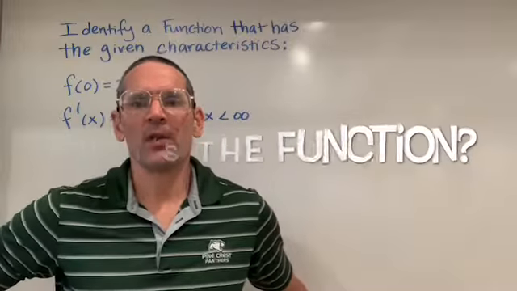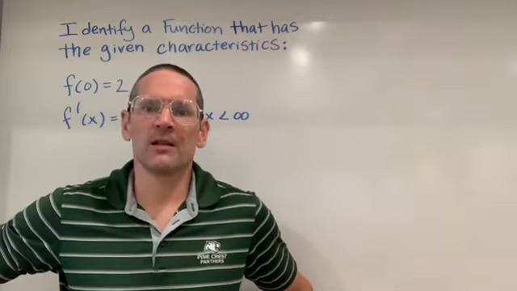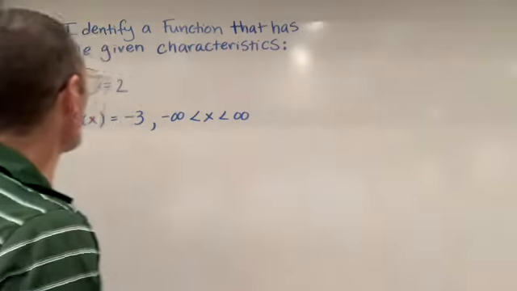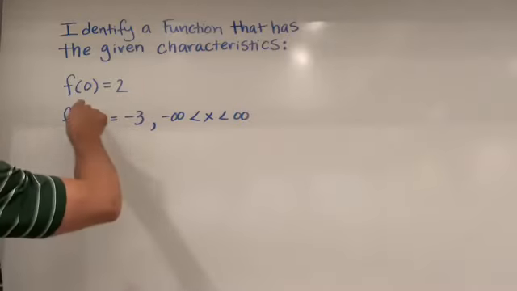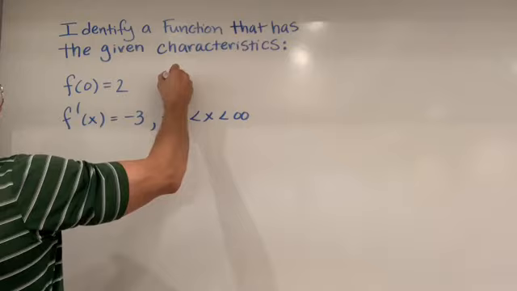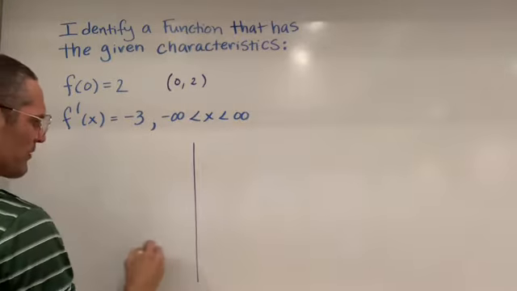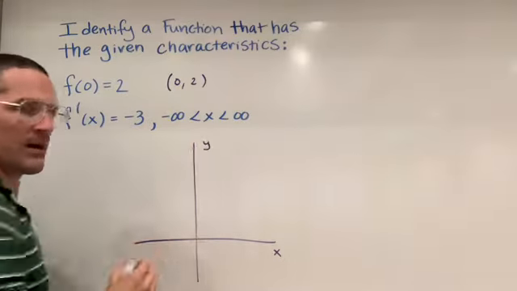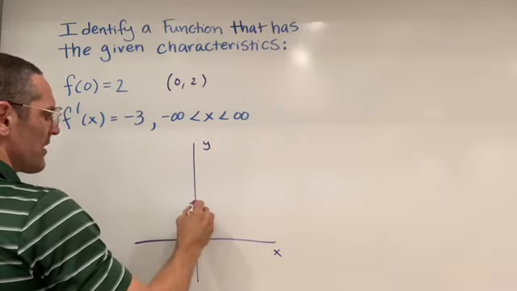Continuing on with our introduction to derivatives, we might have problems like this and we have to be able to figure out how to confront them. The problem says, identify a function that has the given characteristics. F of 0 equals 2. This means when x is 0, y is 2. So if we're going to graph this, here's our x, here's our y, and we're going to be at 0, 2. So we've got a point there.